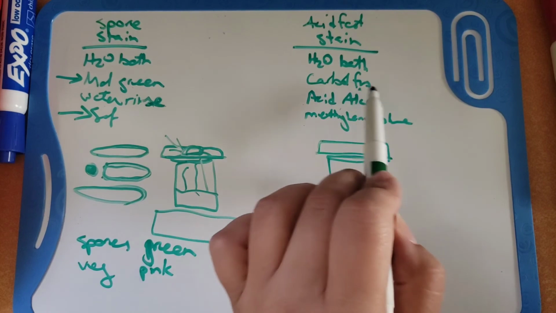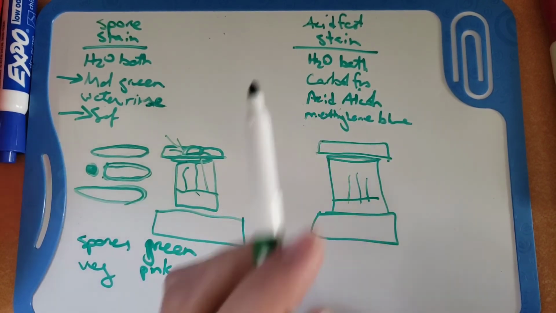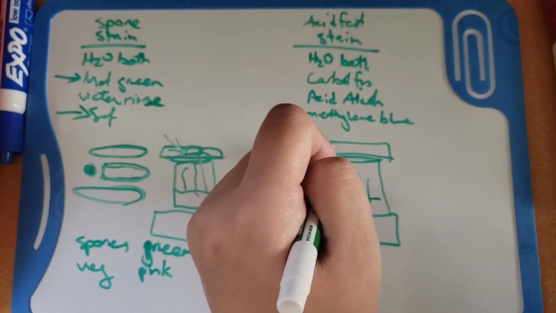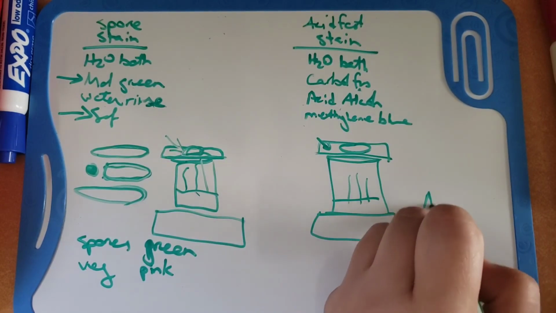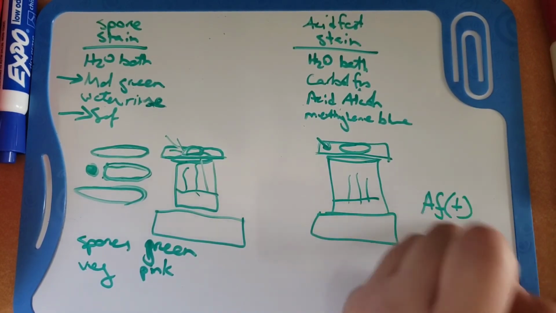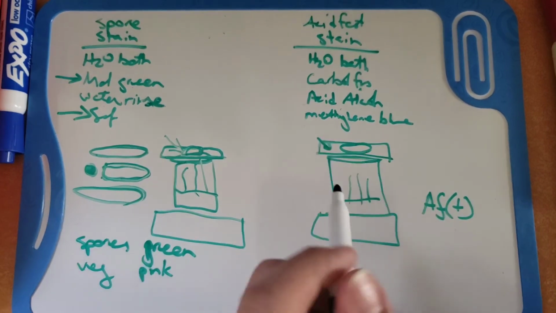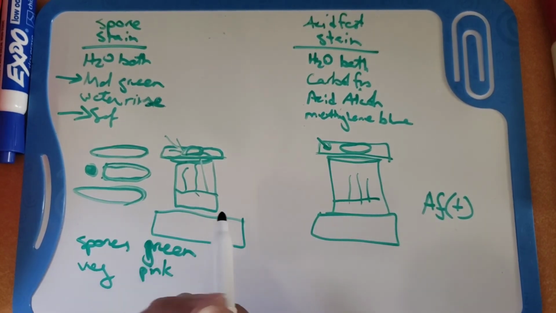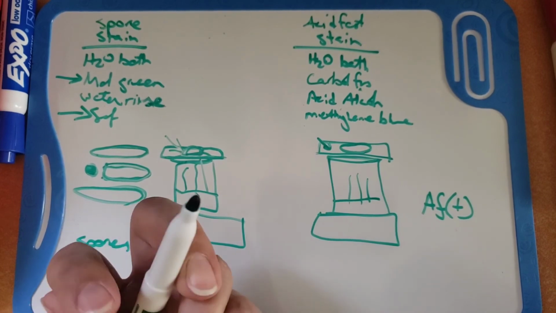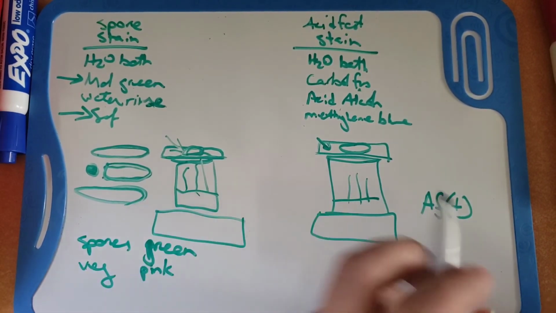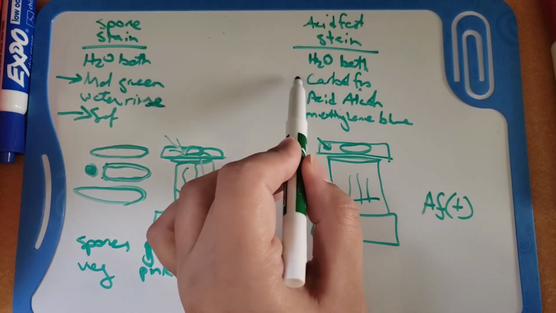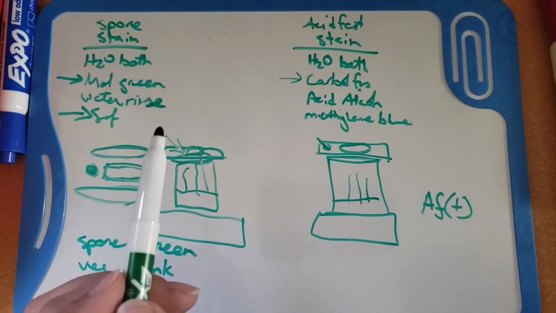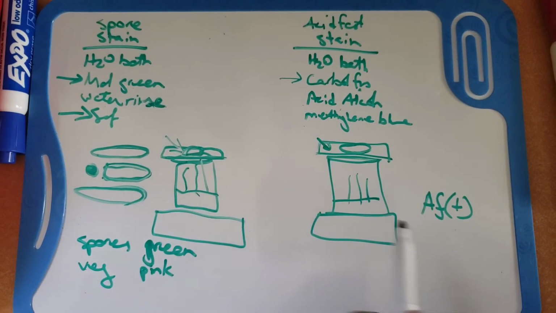You will add the carbol fuchsin first. So that will stain any bacteria that are acid fast positive. So that would be the Mycobacterium and the Nocardia. So we'll use Mycobacterium tuberculosis for this one. So Mycobacterium tuberculosis will be stained with carbol fuchsin, and it will be like a pinky color.